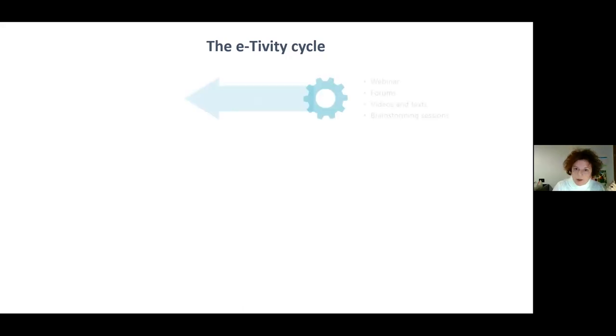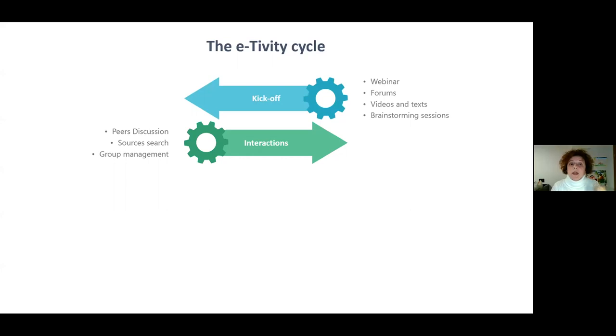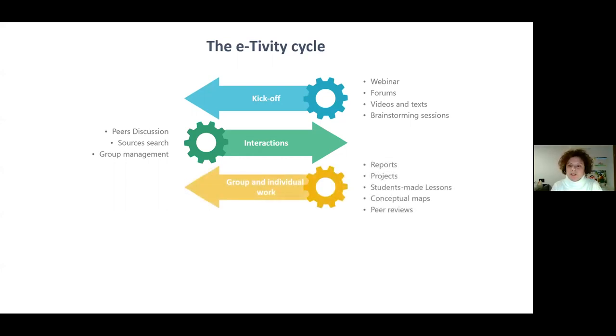So, the asynchronous interaction. We begin each small or big activity with a kickoff moment in which, through a webinar or forums or pre-recorded videos or texts, we give our students the instructions that they need to go through the activity and to interact with each other. So there is a first moment of kickoff followed by supported and guided interactions and group and individual work in which students are clearly asked to interact with each other in forums or using the same channel like Zoom or any other tools they feel are adequate to support their interaction.